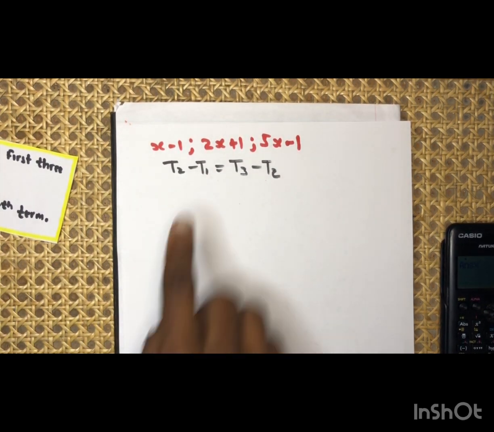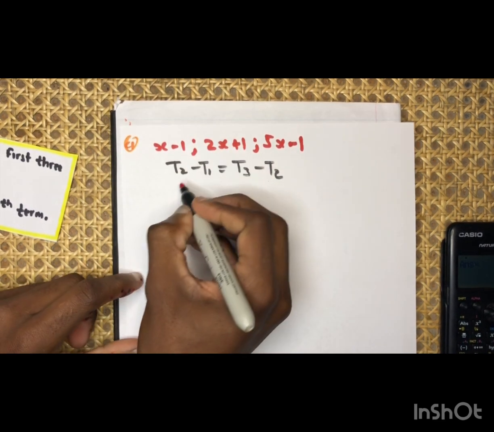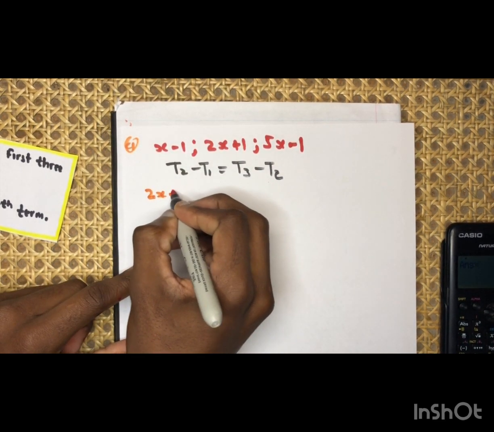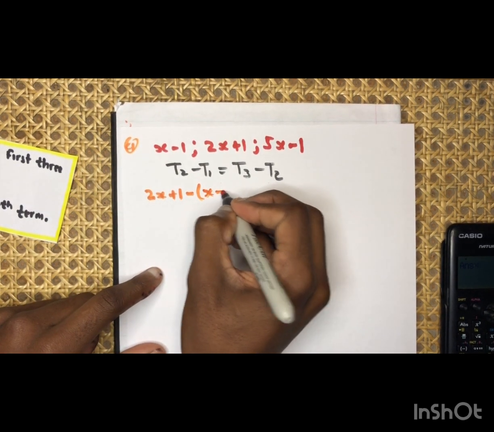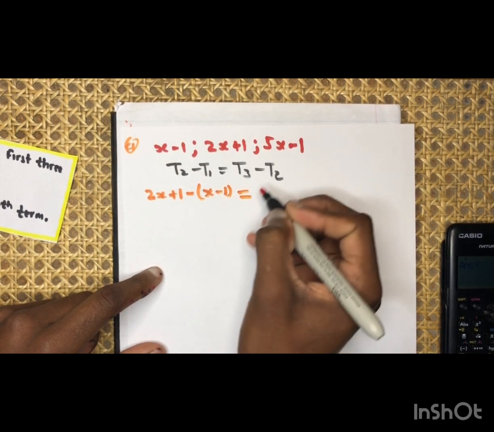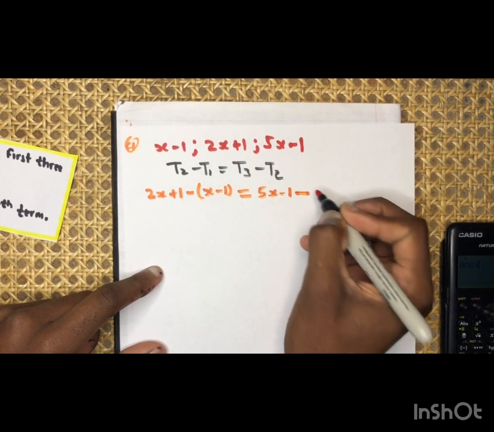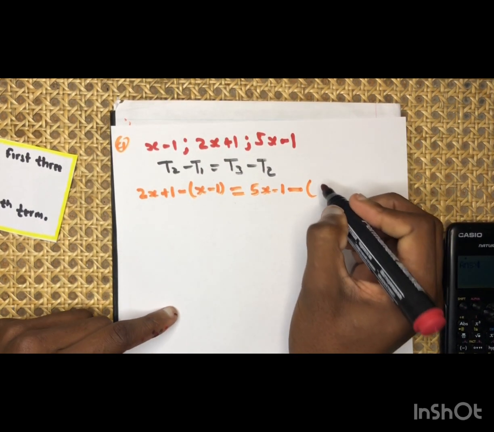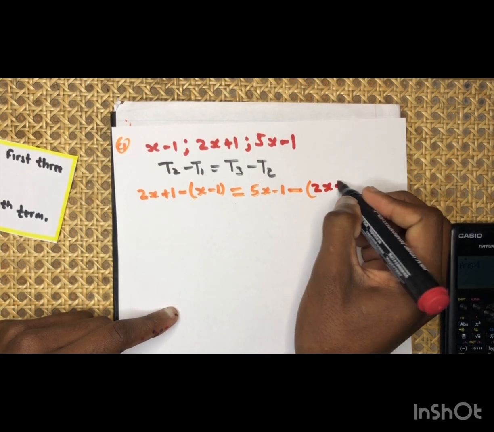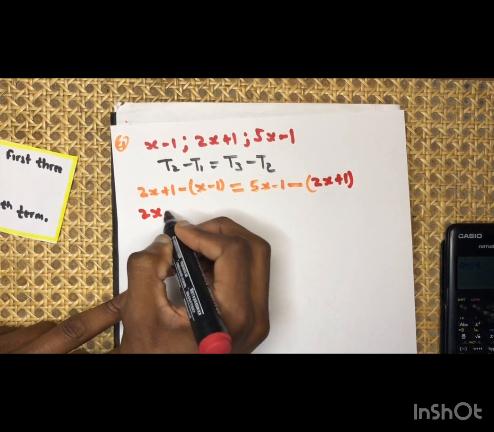Then what is your t2 here, guys? Because I'm solving for x. Now your t2 is 2x plus 1 minus, from the formula, your t1, x minus 1. So then that equals your t3, 5x minus 1, minus, from the formula, your t2. Then you open the brackets again. Your t2, guys, is 2x plus 1. I hope you are good.